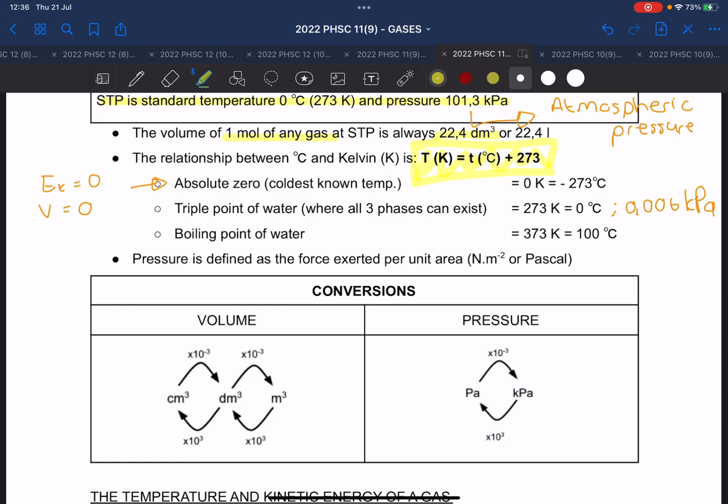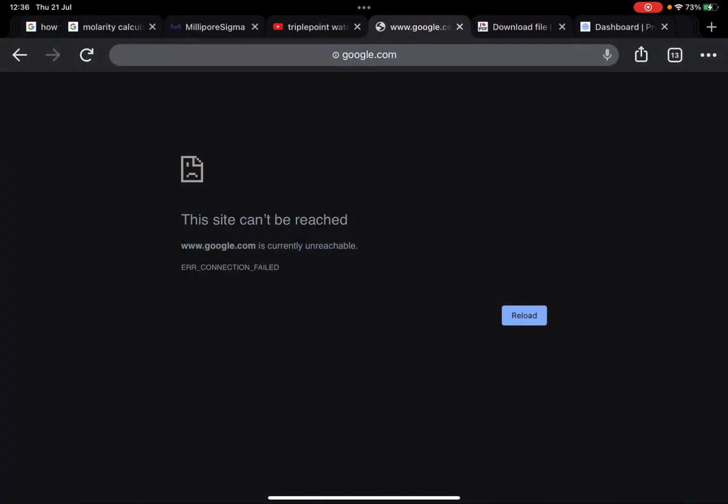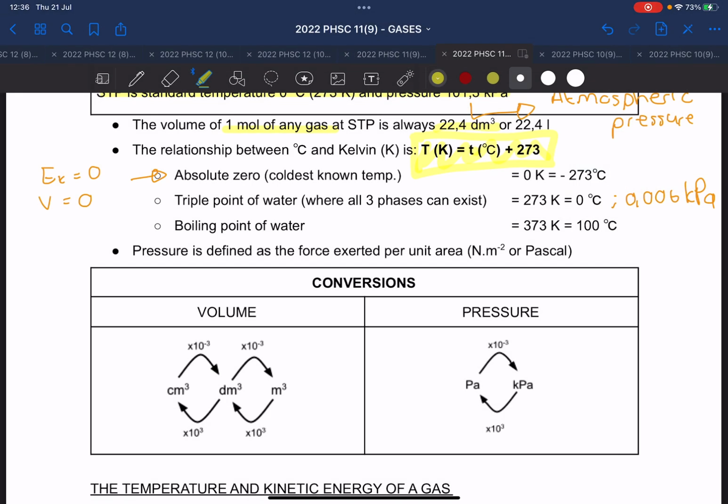Can you see it? No Wi-Fi. Let me check. No, I'm asking if you can see it. Yeah, you can see it. No, it's still not working. Okay.